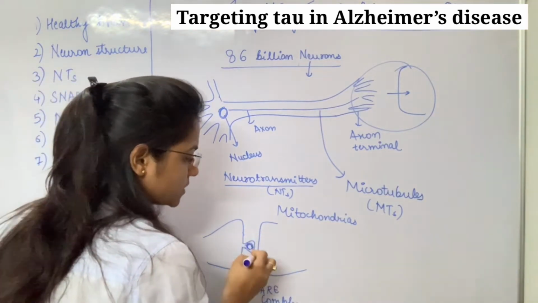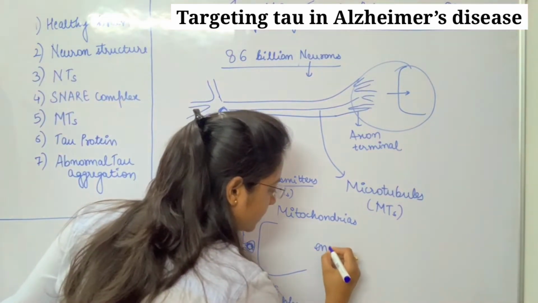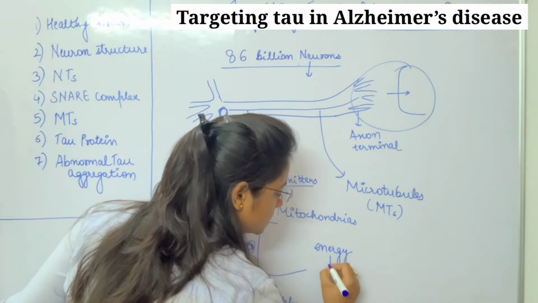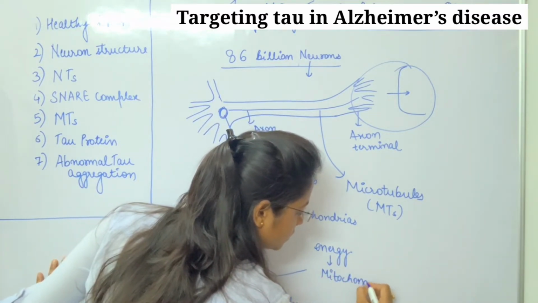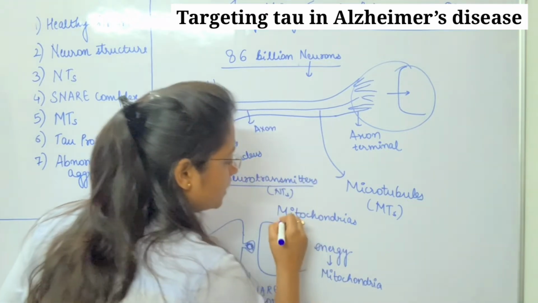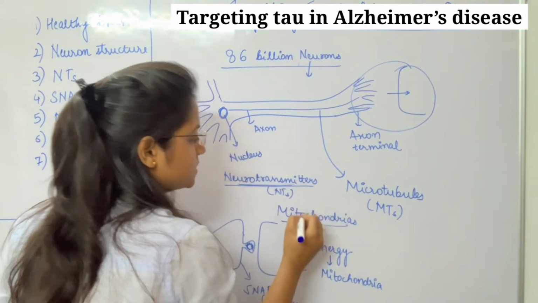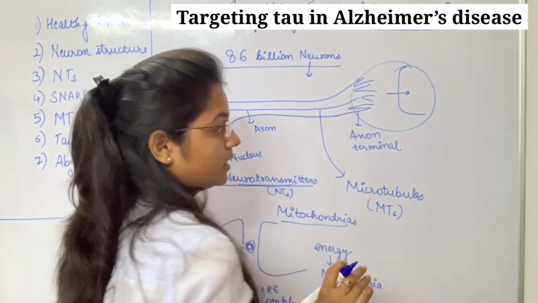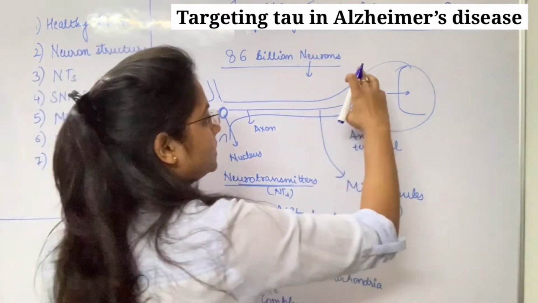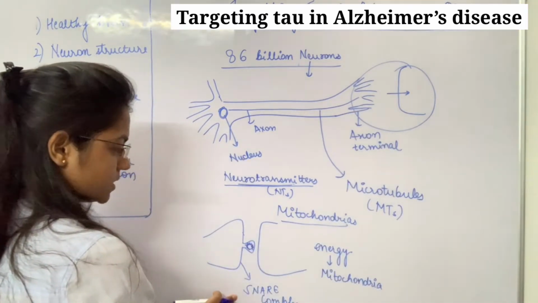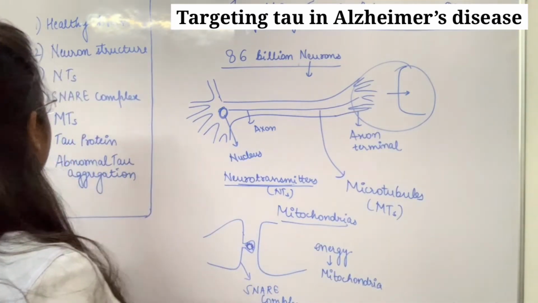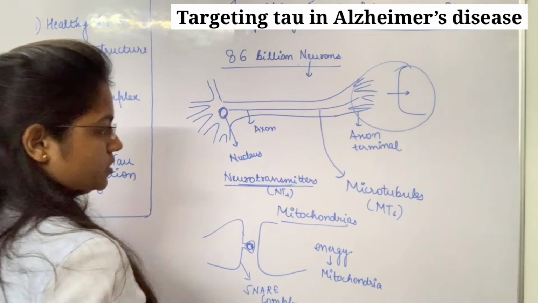This process is highly energy requiring, and this energy is provided by mitochondria. For this reason, these mitochondria along with neurotransmitters are transmitted to this particular end. Here the SNARE complex is present. This is about the SNARE complex. Next we will be discussing the microtubule structure.